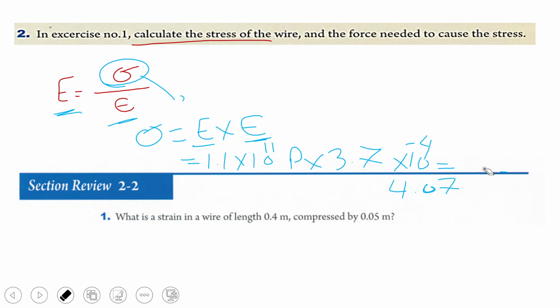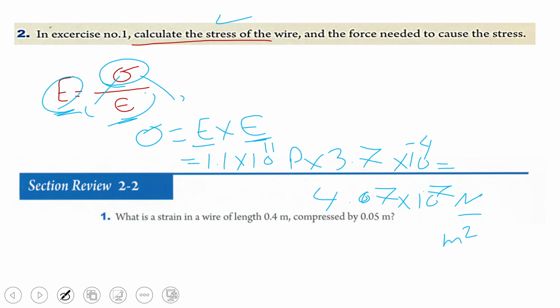Wait a minute. The answer 4.07 times 10 power 7. The unit of stress is Newton per meter square. Okay, so we can get the stress. We did the first part. We find stress in here, multiply Young modulus by strain. We have Young modulus from the previous part, and we got the answer of strain too. Just multiply.